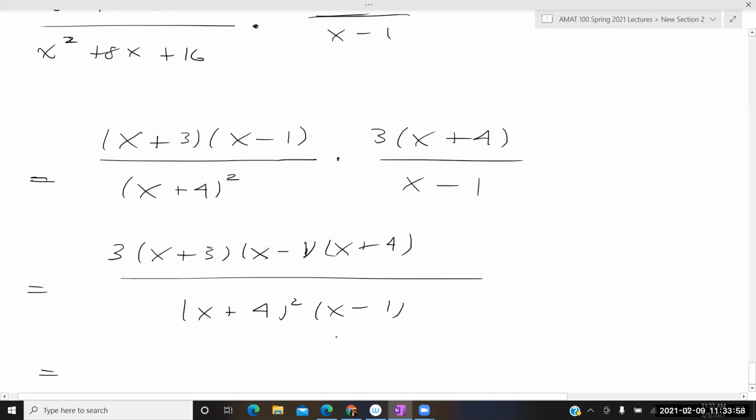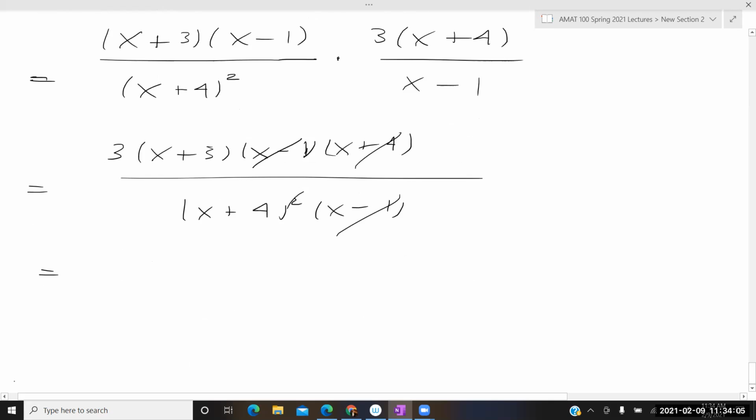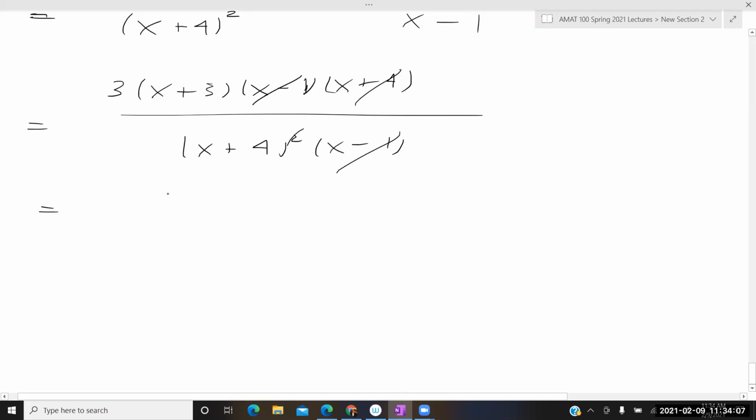And now we can simplify. So this will cancel with this, and this will cancel with that power right there. And what we'll be left with is 3 times x plus 3 over x plus 4.